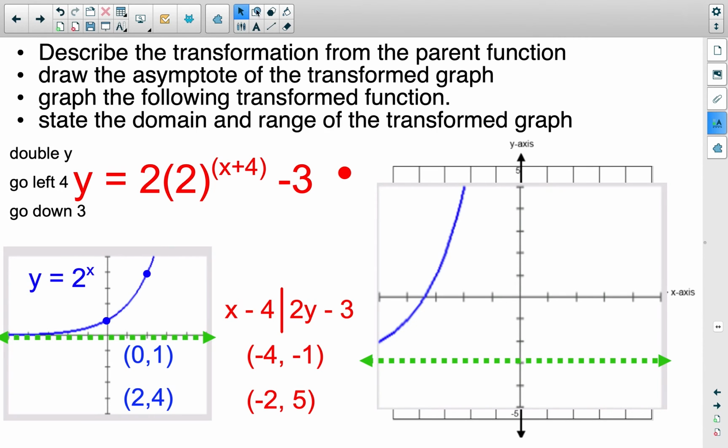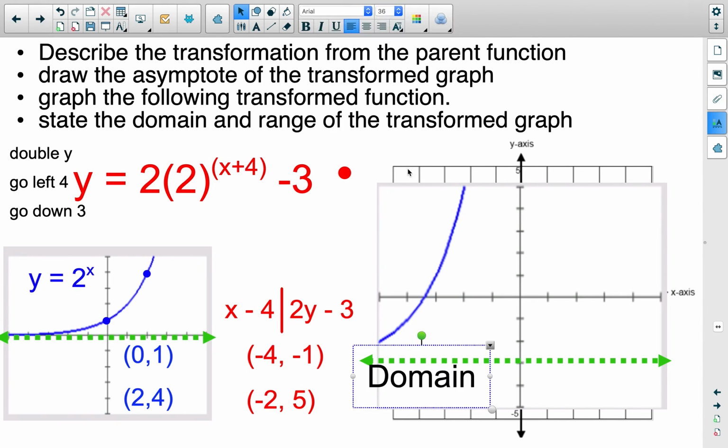If you look at this graph, and I know I don't have the best picture here, but what is the domain of any exponential function? I mean, look at the parent function. It goes on forever to the left, forever to the right. Same thing here, even with my shifts, it's technically going to go forever to the left, and it's going to go forever up and to the right. So my domain for this is all real numbers.